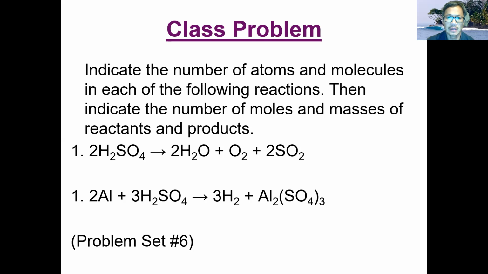So what we need to be able to do is take the information from a balanced equation and use that to help us understand how much of the reactants and products are involved in the reaction itself. And so we're going to start out with number 6 in your problem set here. Hopefully you have your paper out, so get your paper.